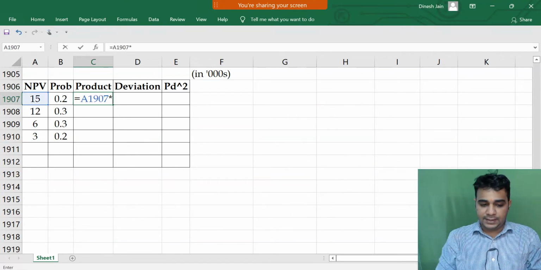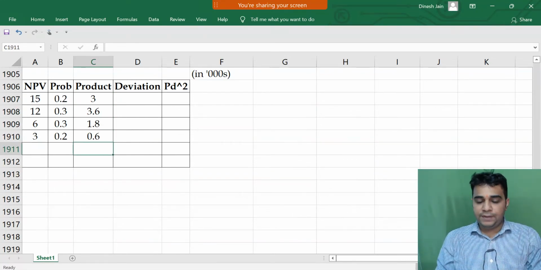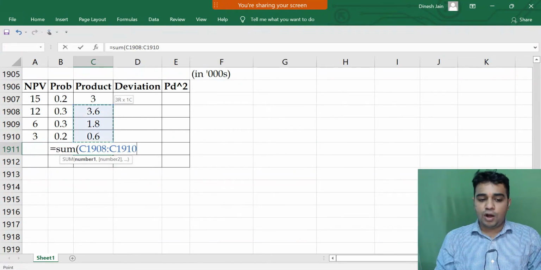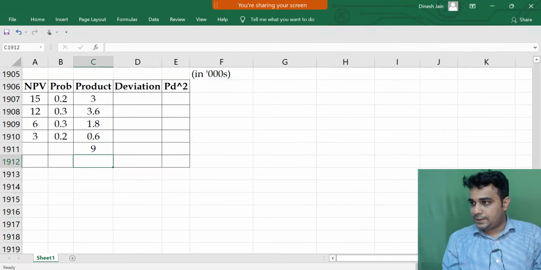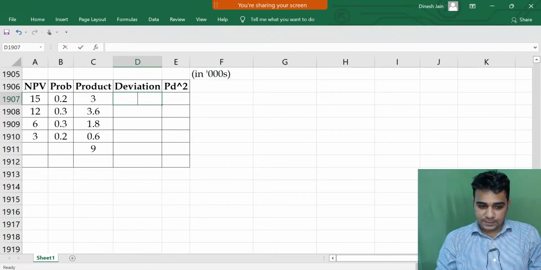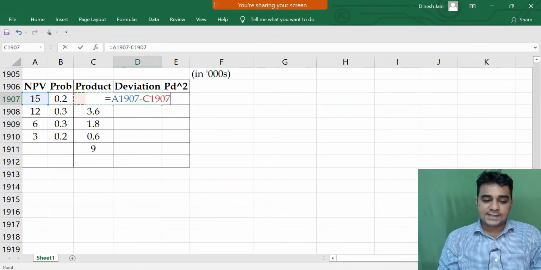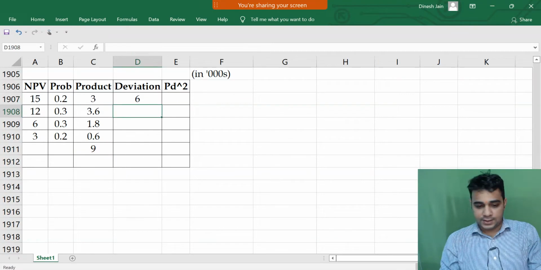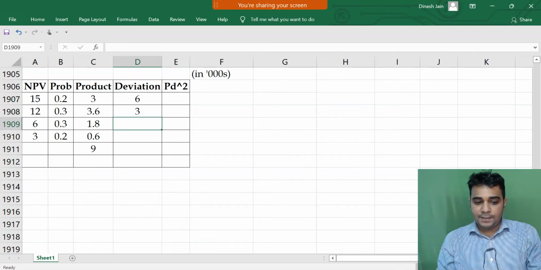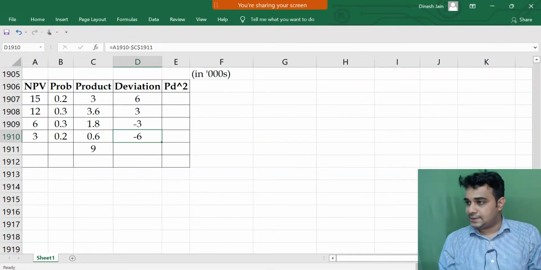NPV into probability is product. I'll put a total because it will take you a lot of time to do the calculation, so let's not spend time on calculation. Deviation is NPV minus sum of product. So 15 minus 9, 12 minus 9, 6 minus 9, 3 minus 9.